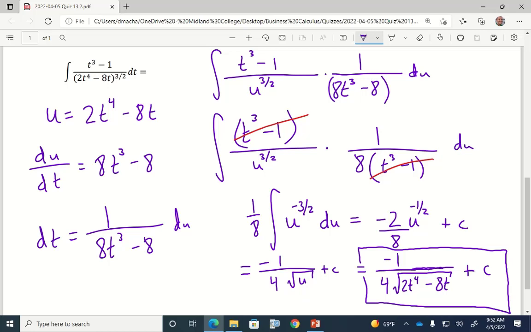Any questions about that one? For the negative 3 over 2, you subtracted one or you added one? I added one.